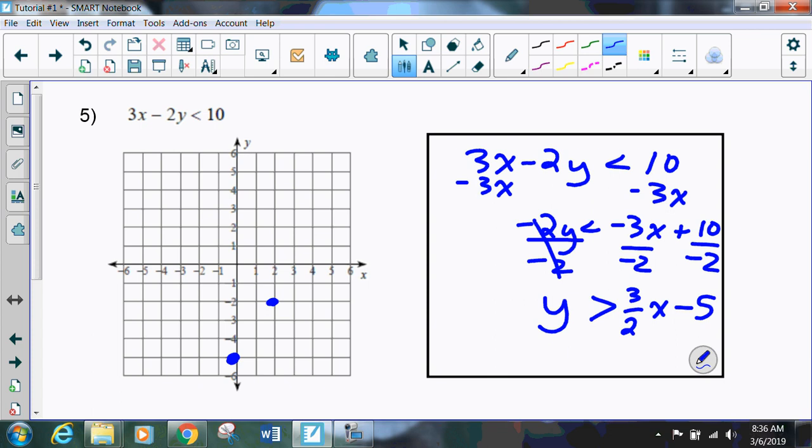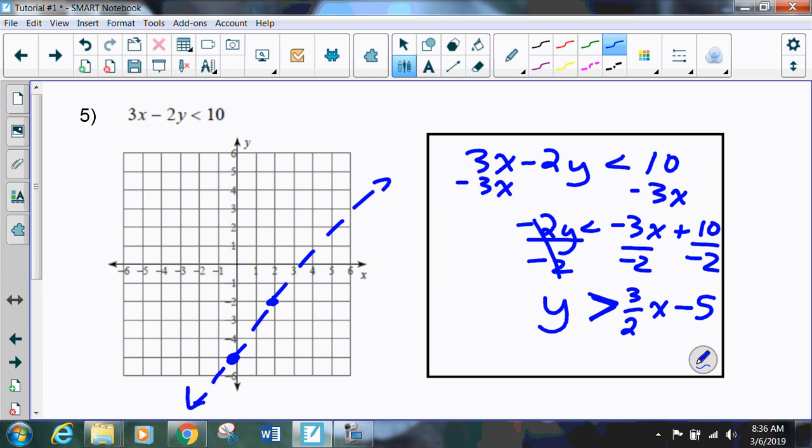We have to stop. We are not just going to mindlessly draw a line that connects those 2 points. We have to stop and say y is greater than this line, not equal to it. So because there's no line underneath the greater than sign, I know I have to use a dashed line to connect these 2 dots. And the second thing I need to do is decide where to shade.